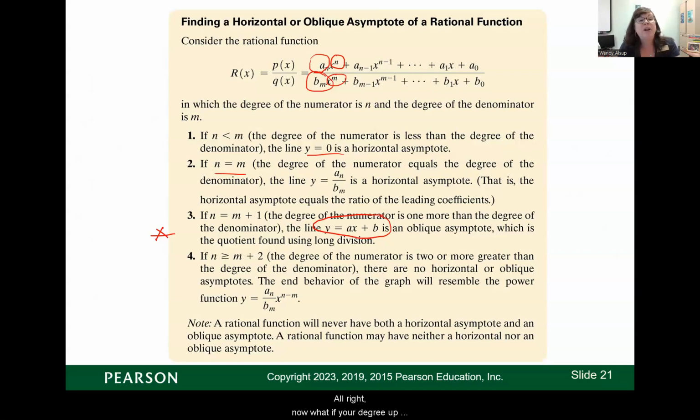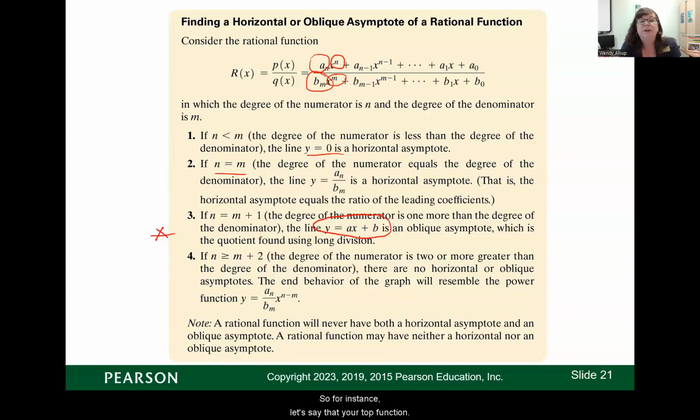All right, now what if your degree up top is 2 or more than the degree of the bottom? Then there's no horizontal or oblique asymptotes, and your end behavior of the graph will resemble the power function. Divide your coefficients and divide out your degrees.